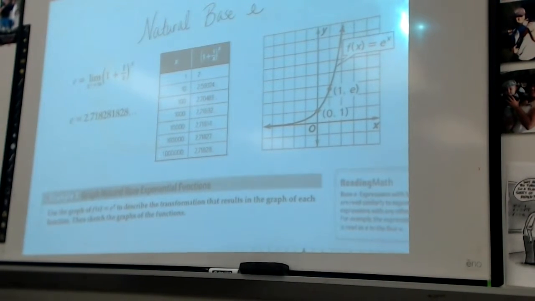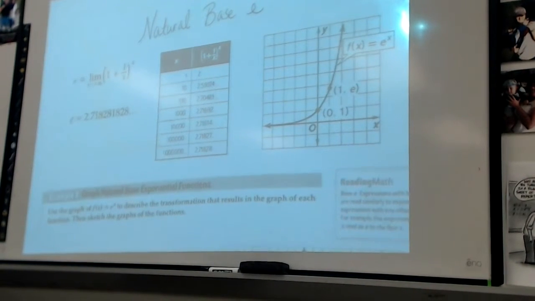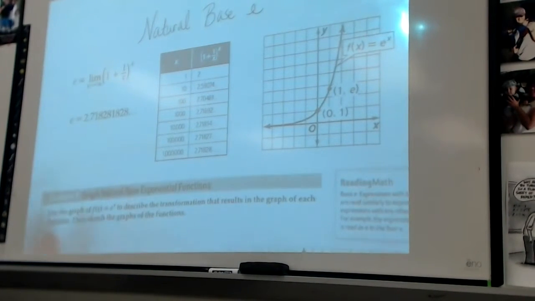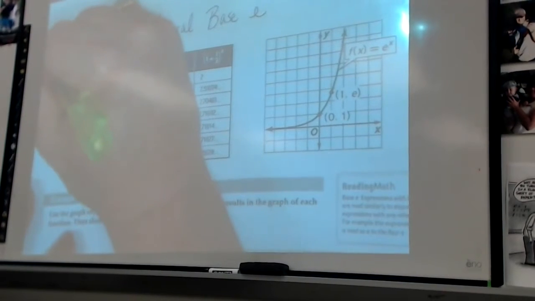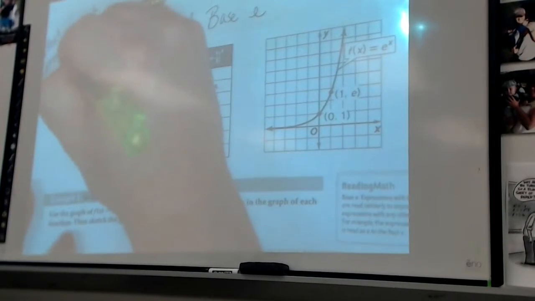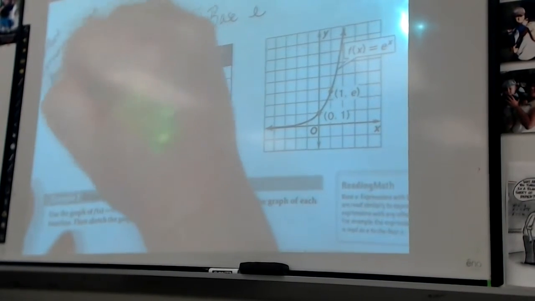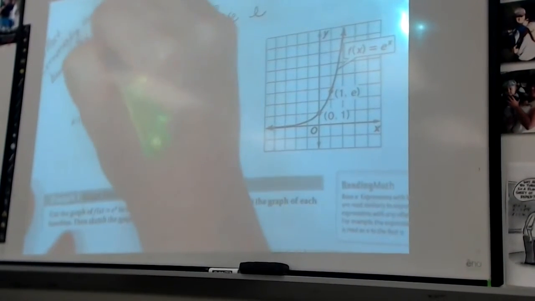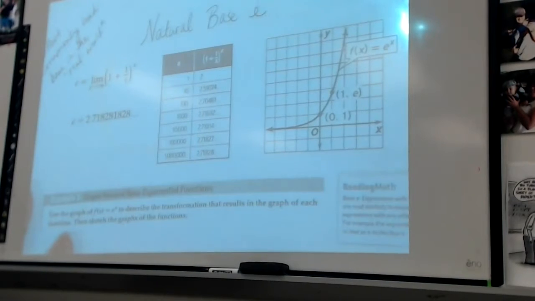Now, the book goes in pretty deep about how the natural base e came about. I'm not going to go into all that right now. We just want to kind of know what it is and use it. Actually, the most commonly used base in real-world applications of the exponential function is not 2 or 3 or 1/2. It's e. Okay? So it's the most commonly used base in the real world. In fact, it's so commonly used, there's a button on your calculator for e.